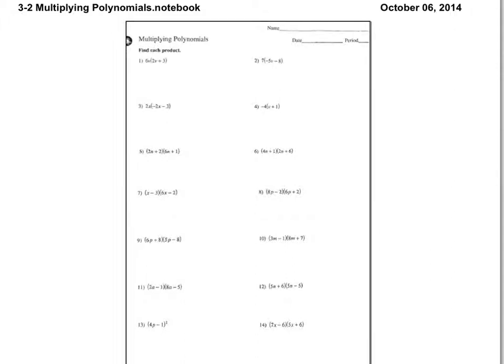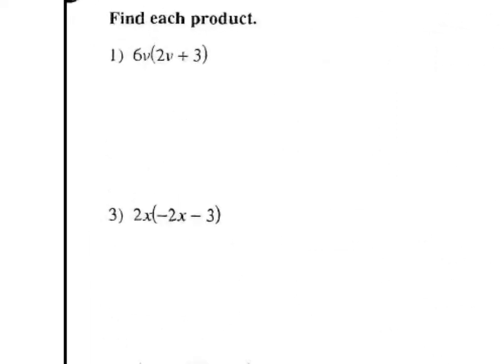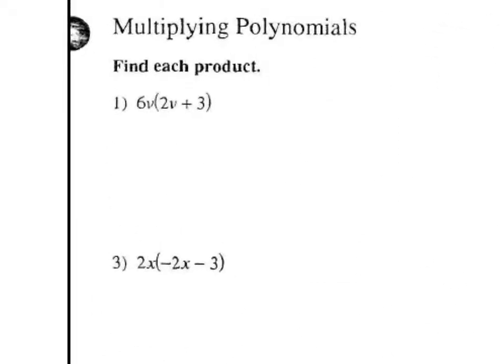So looking at the first one, we have 6v times 2v plus 3. Well, I only have one term being multiplied to 2, so we're simply going to distribute. Well, 6v times 2v, that's 12v squared. And then we multiply 6v times 3, which is 18. There's no like terms here, so there is your product.